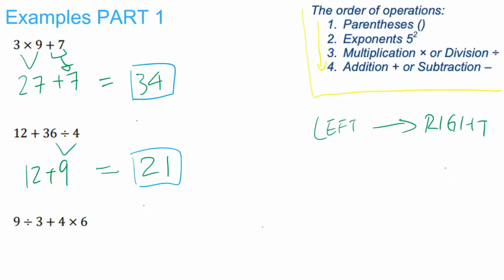So we will solve whatever it is from left to right. So we see 9 divided by 3, which is going to be 3. 4 times 6, which is going to be 24. Now we bring the plus down and we get 3 plus 24 is going to be 27. So that is going to be the answers for examples part 1.